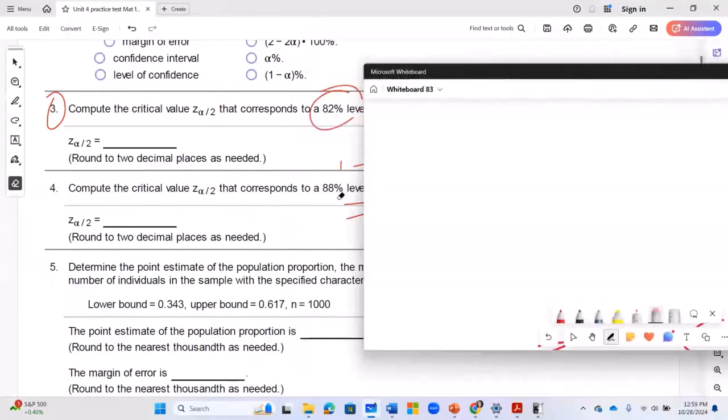The center is 80%. So the first thing you want to do is draw a normal curve.